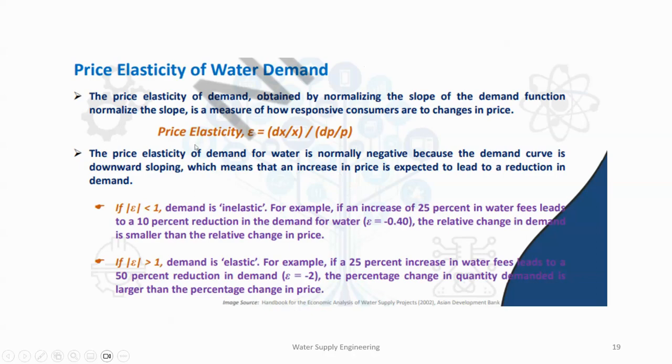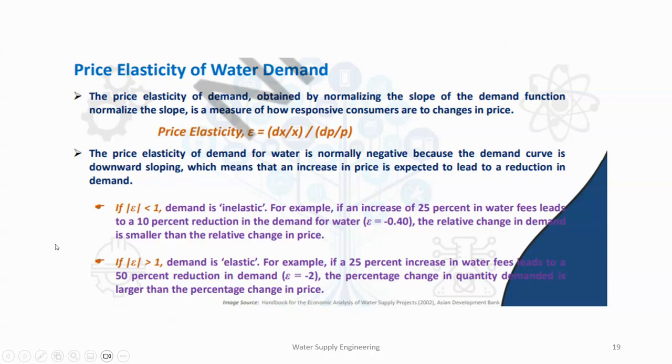So the price elasticity of water demand, epsilon, as we saw in the earlier problem, is given by dx by x divided by dp by p, where dx by x is the change in water demand and dp by p is the change in price. So it is a measure of how responsive consumers are to a change in price. That is, when price changes, how the demand changes. That is what is represented by the price elasticity of water demand.